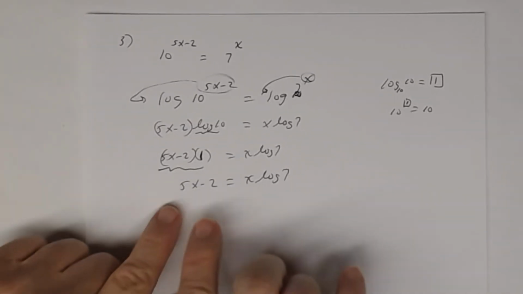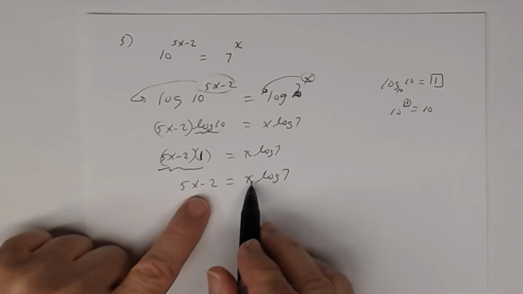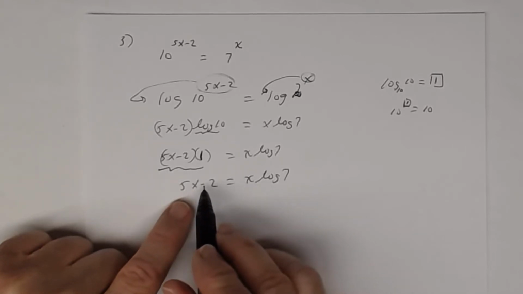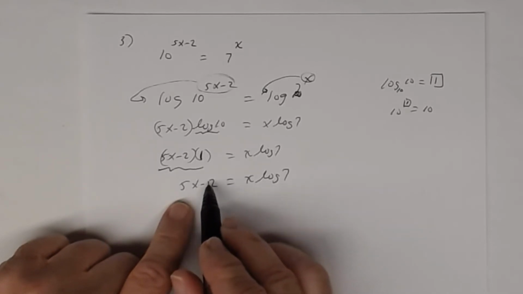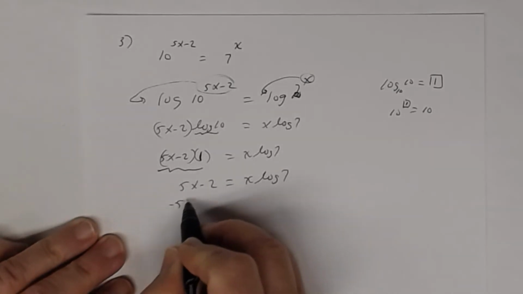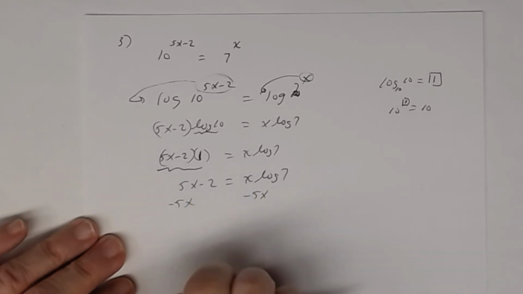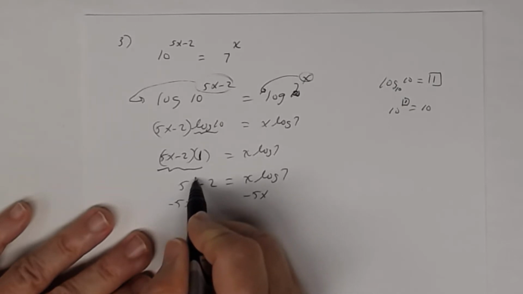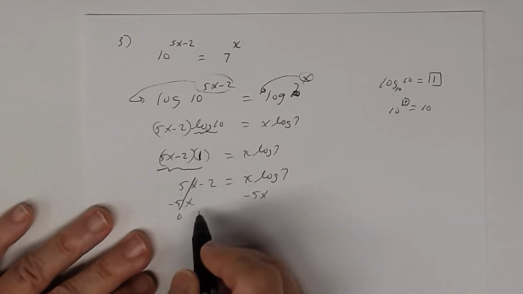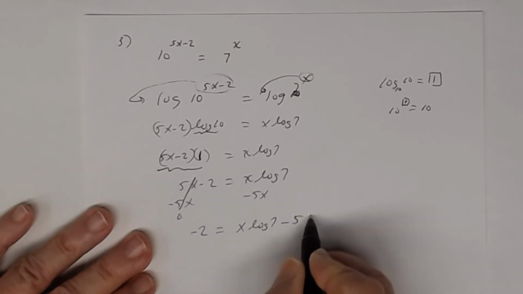Okay, now, notice I have 3 terms: 1, 2, 3. These 2 terms here have that variable x. So I've got to bring all the terms that have the variable x to one side. Since this is the only term without the variable x, I'm going to go ahead and subtract 5x from both sides. It does not matter whether you bring the variables to one side or the other. It does not matter, just like with linear equations that you dealt with before. It did not matter. Okay, so combining like terms, 5x minus 5x is 0. So you have negative 2 equals x log of 7 minus 5x.